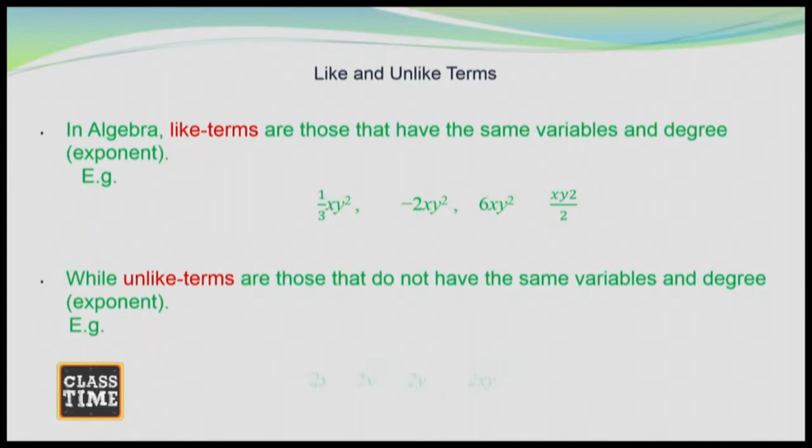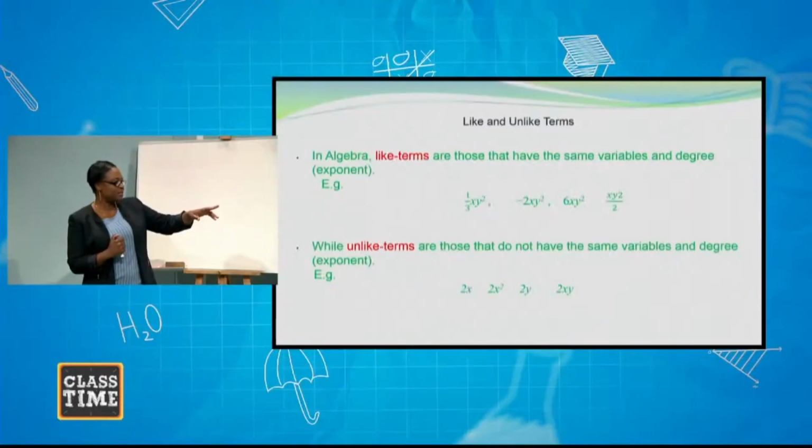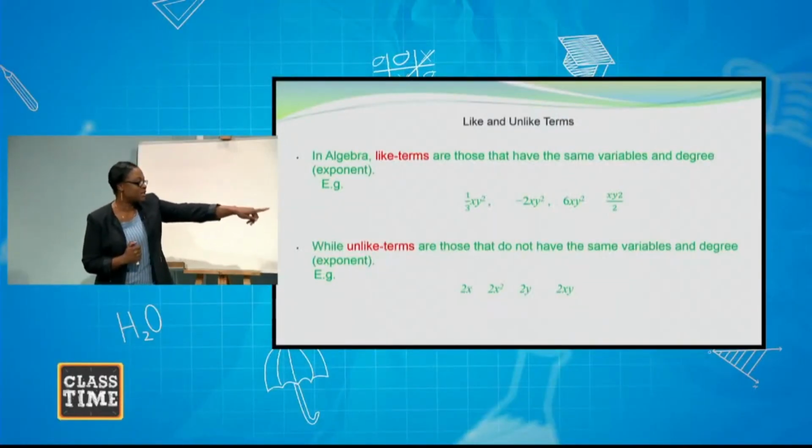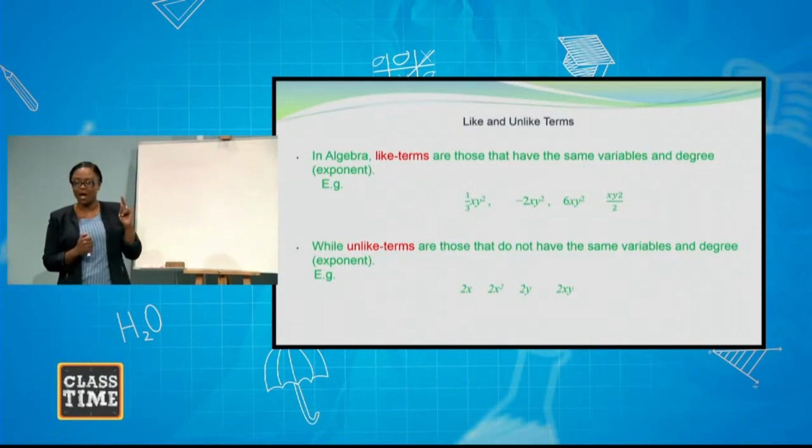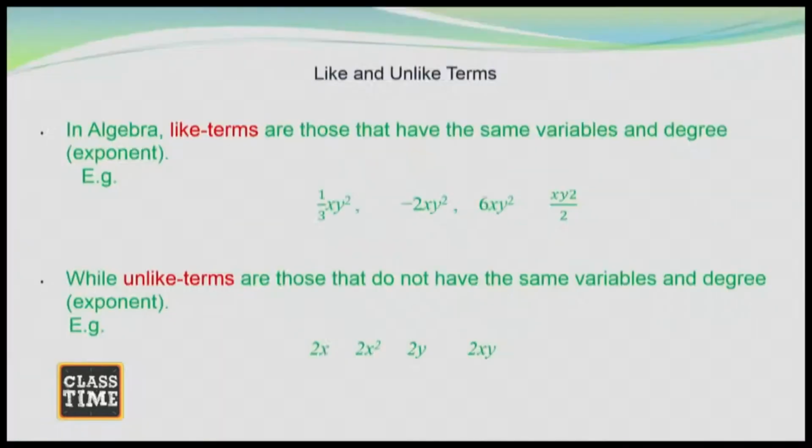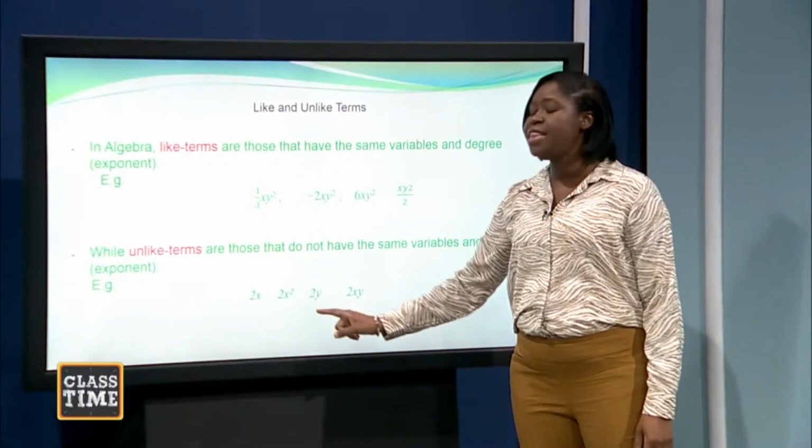Yes. And the examples we have here, let me see if I can apply this to what is actually here. I am seeing 2x, 2x squared, 2y, and 2xy. Now, when I'm looking at the variables and the degree, I'm seeing x raised to the power of 1, x raised to the second power, y raised to the power of 1, and xy raised to the power of 1. So while we are looking at the variables, I'm seeing x and x, but the degrees, the exponents, are different. One is raised to the power of 1, while the other is raised to the power of 2. So even though they have the same variable in terms of the letter, their exponents are different, making them unlike terms.